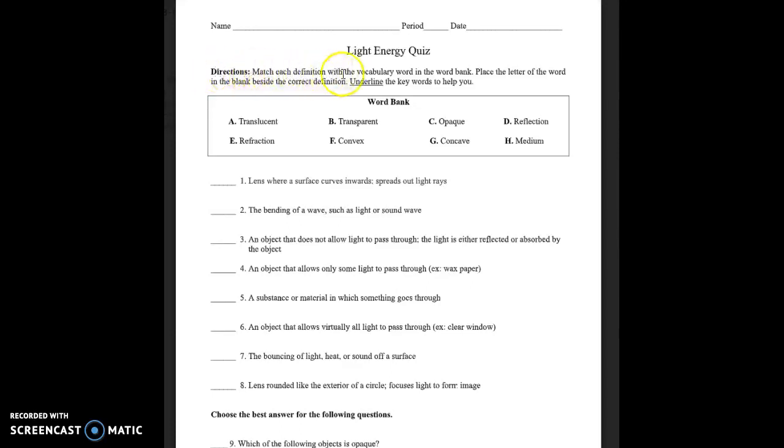Directions. Match each definition with the vocabulary word in the word bank. Place the letter of the word in the blank beside the correct definition. Underline the key words to help you.